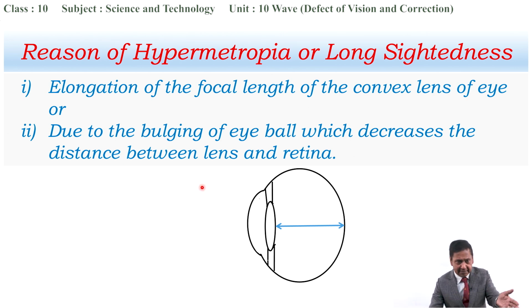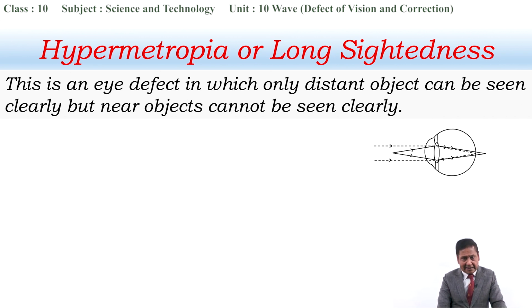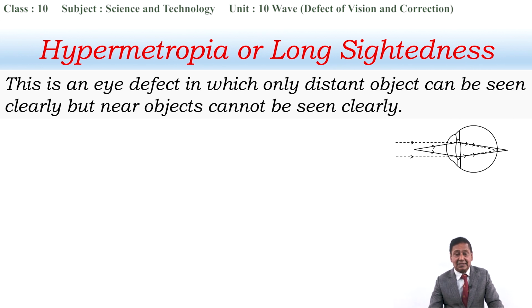Okay, let's come back. Due to bulging of the eyeball, bulging means this, isn't it? Which decreases the distance between the lens and retina. Either due to this or both may be the cause of what? Hypermetropia or long-sightedness. Okay, now let's come back to the same. This is the diagrammatic representation, and the definition is given of what hypermetropia is. Now I want to take it to one side and let's talk about its characteristic.